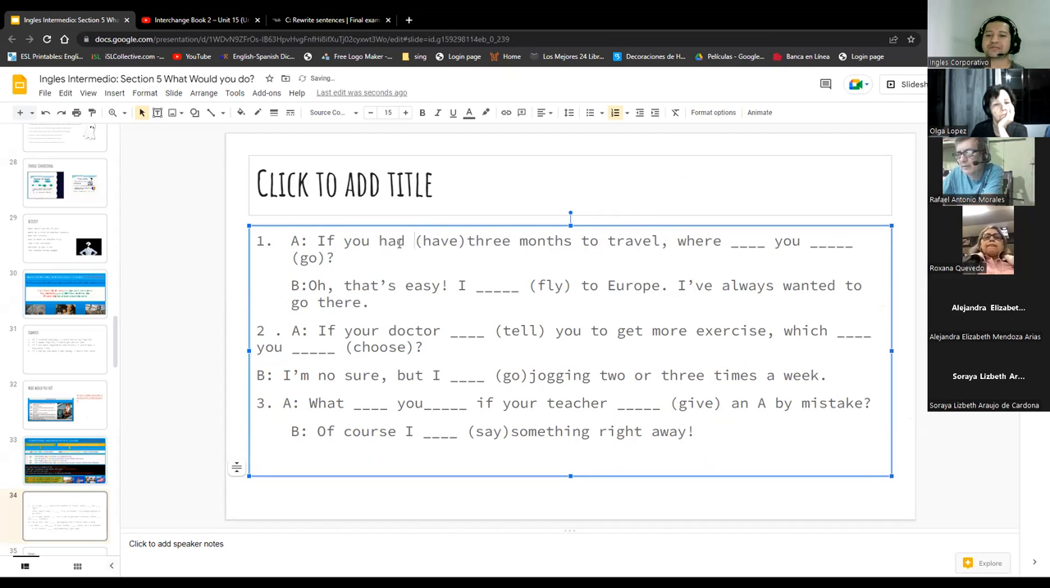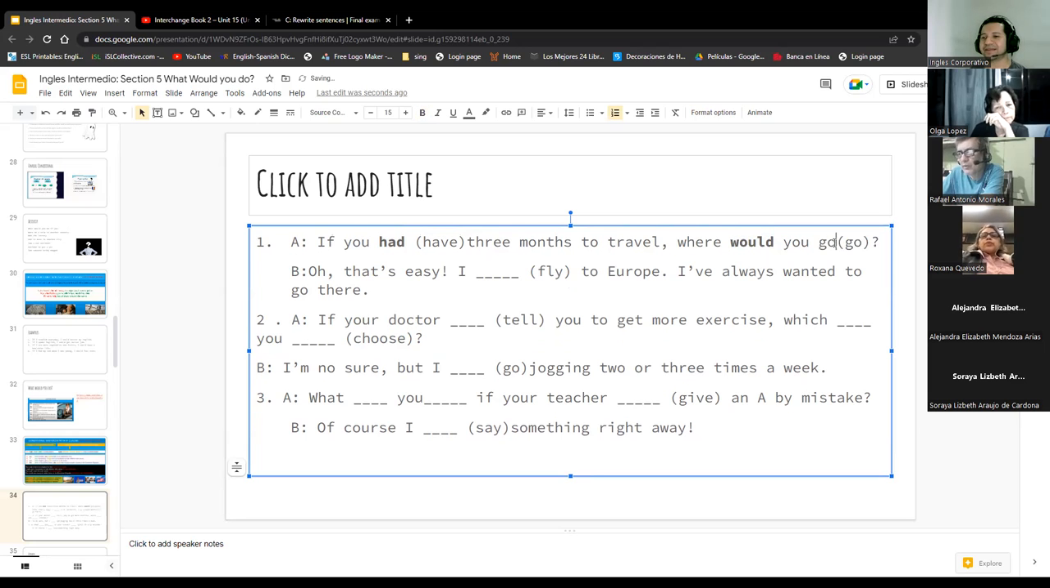If you had, perfect, in past, right? If you had three months to travel, where would? ¿Cuál sería? Would, right? Where would, because it's the second conditional. Perfect. Where would you go, right? Perfect, perfect. Remember that we are in the second conditional, right? La respuesta dice, oh, that's easy. Y aquí, ¿cómo sería? Fly to Europe.